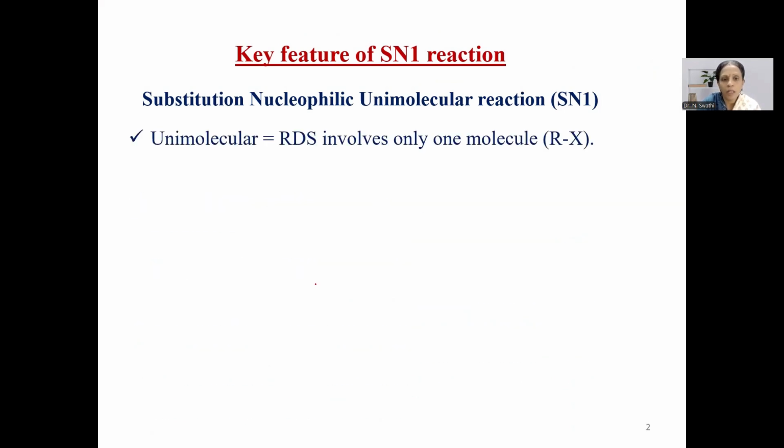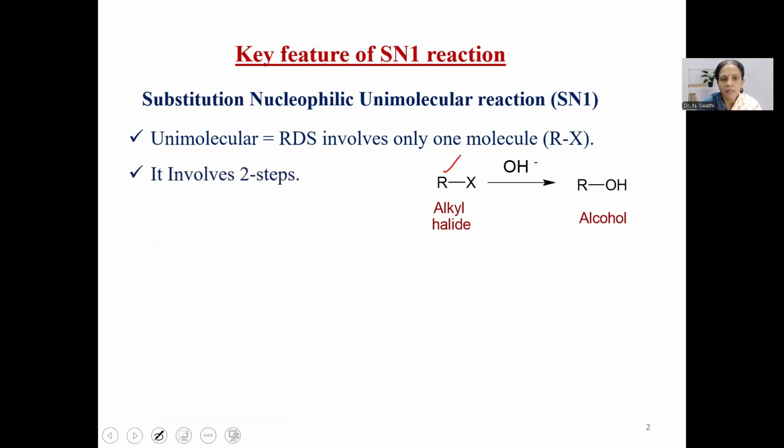Unimolecular means the rate determining step involves only one molecule, that is the substrate molecule, the alkyl halide. Let us consider the reaction again. Here alkyl halide reacts with a nucleophile and we get alcohol as the product. So there are two reactants, alkyl halide and nucleophile. In a typical unimolecular reaction, if the rate determining step involves only the substrate, then the nucleophile attacks the alkyl halide in the next step. So there are two steps in the SN1 reaction.